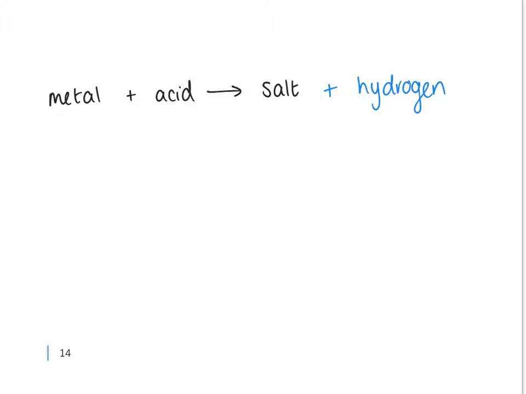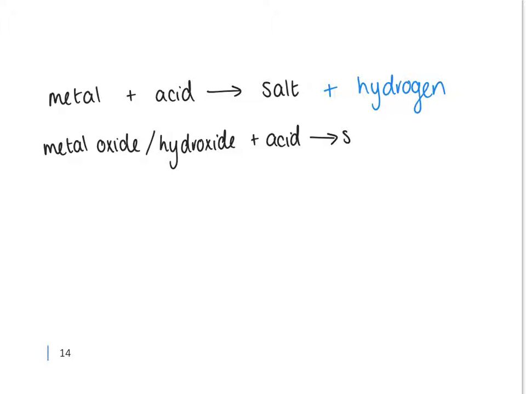So firstly, you've got a metal on its own reacting with acid. What's your general products for that? Well, we always get a salt, but this time our side product is just hydrogen. Okay. The next one we saw was a metal oxide or hydroxide reacting with acid. This time we produce a salt, but then I need to think about my side products, which this time is water.